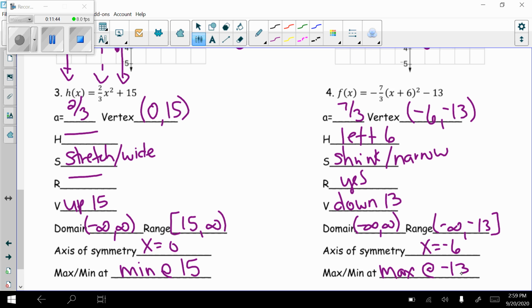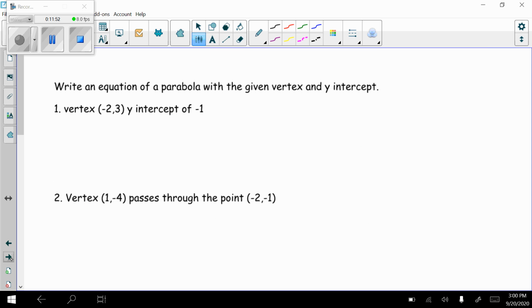So a lot of that was review, which is nice. We learned a bunch of this in chapter 1. All right, so next page. Write an equation of a parabola with a given vertex and y-intercept. We're going to write in vertex form and in ax squared plus bx plus c form. Okay, so we're going to do both.